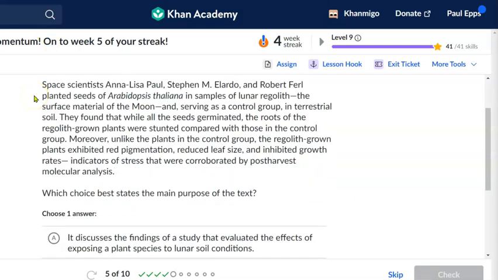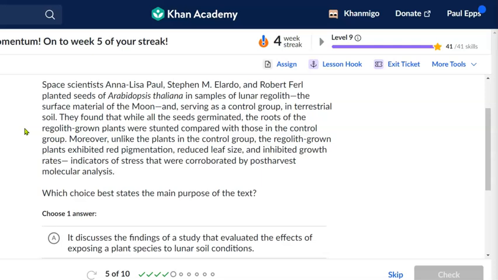Space scientists Anna-Lisa Paul, Stephen M. Elardo, and Robert Ferl planted seeds of Arabidopsis thaliana in samples of lunar regolith, the surface material of the moon, and in terrestrial soil serving as a control group.